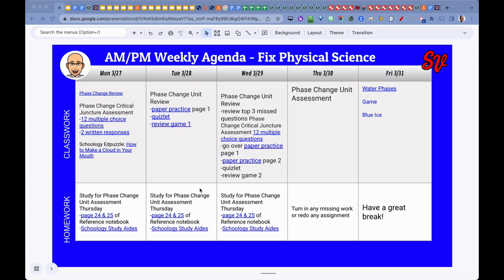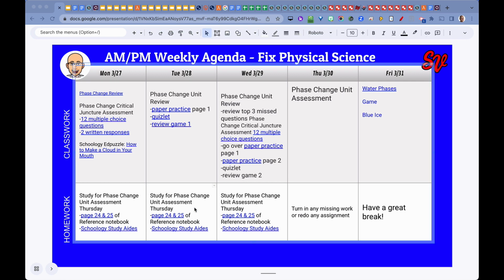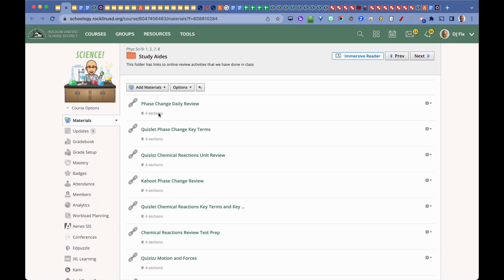Outside of class, they could have used the Schoology Study Aides. There were four different ones. There was a phase change daily review, where we had a couple of questions every day with some of the top questions from the previous lesson gone over in class. And then we had a Quizlet, key terms practice, quizzes, and Kahoot. So that was available outside of class.